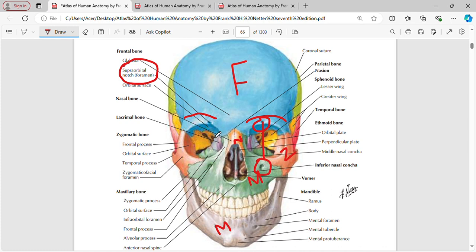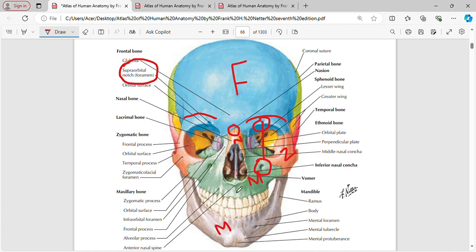So here is the orbit, and since we discussed the frontal bone, there is the supraorbital foramen or notch. In the case of the next bone, the nasal bones are going to meet at a common point that is called the nasion, right? And laterally this would be in contact with the maxilla.